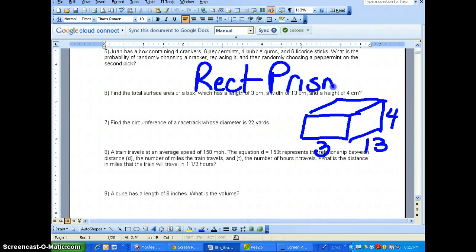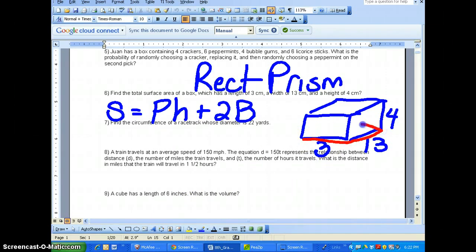Rectangular prism. They're asking for total surface area, so you need a formula for total surface area. This is where you're going to need your formula chart. Remember this? Perimeter of the base is going to be 3 plus 13 plus 3 plus 13. That number's going to go right there. Your height is 4, and 2 times the area of your base. The area of your base is going to be 3 times 13. Okay? So you guys figure that out, and your answer is going to be in centimeters squared.